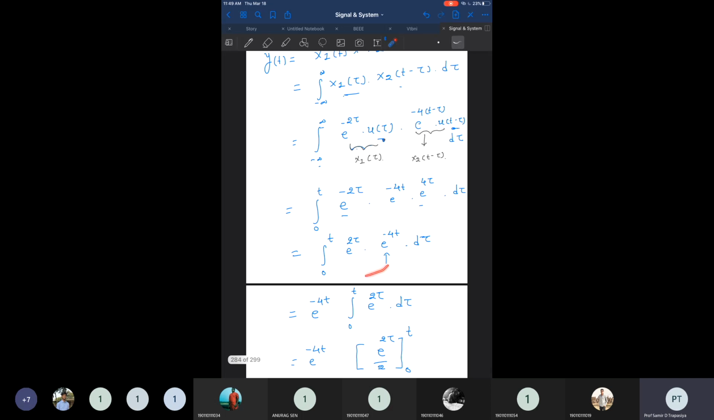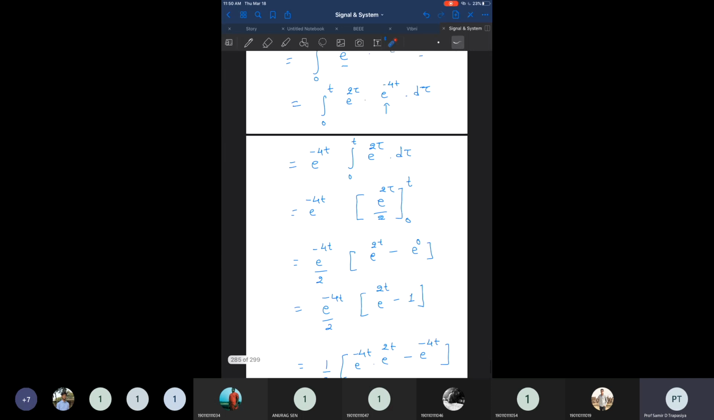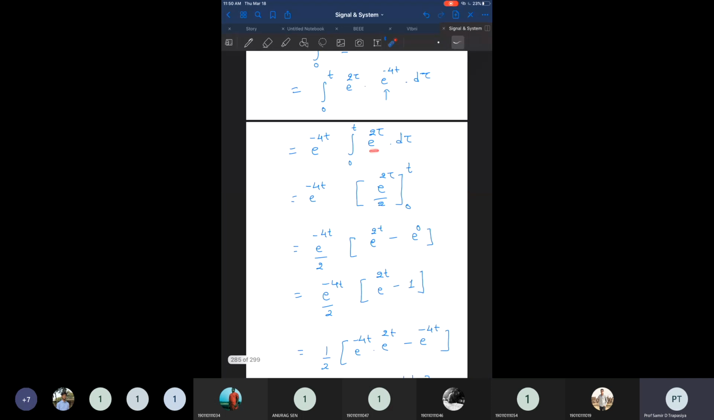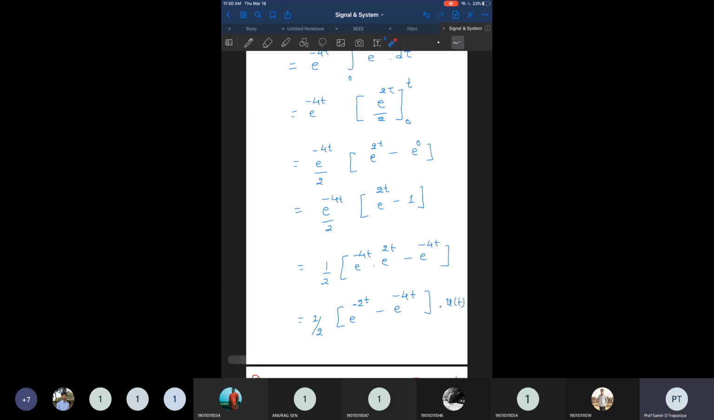So if we kick it out of the integration and keep it outside, we are left with e raised to minus 4t and this integration from 0 to t of e raised to 2 tau d tau, right? If we take the simple integration and apply the limit, e raised to 2 tau integrates to e raised to 2 tau by 2. If we apply the limits 0 and t, then it is e raised to 2t minus e raised to 0, right? And if we solve this equation, e raised to minus 4t times e raised to 2t minus e raised to 0.